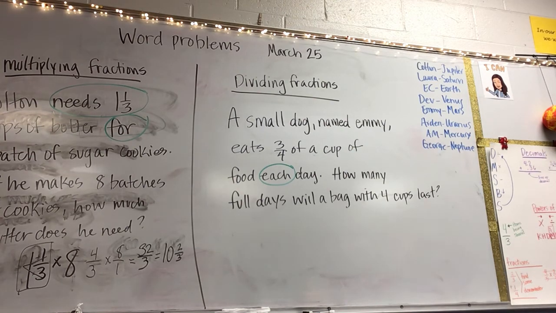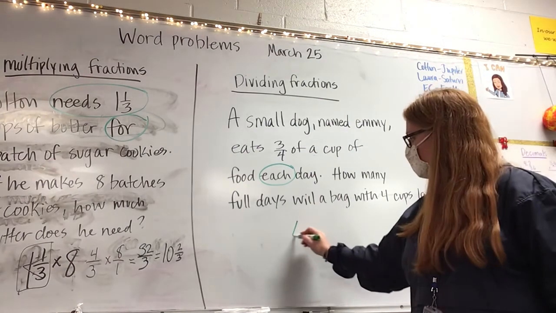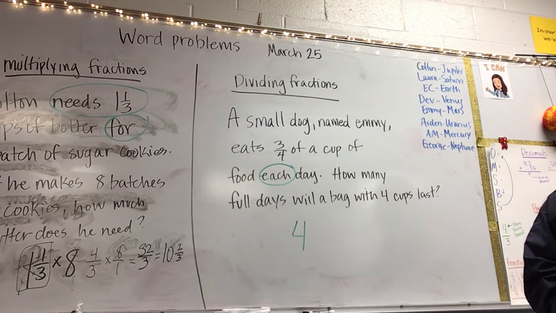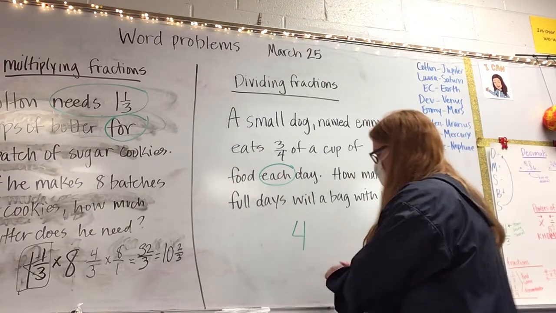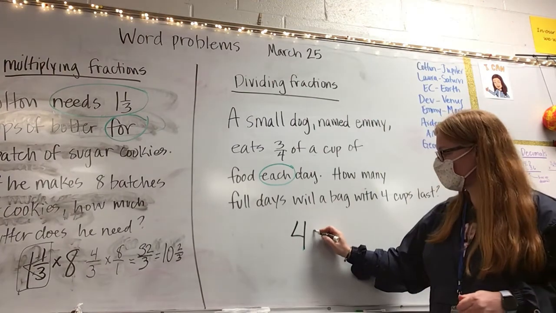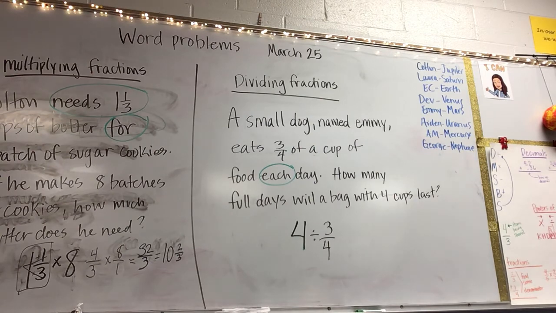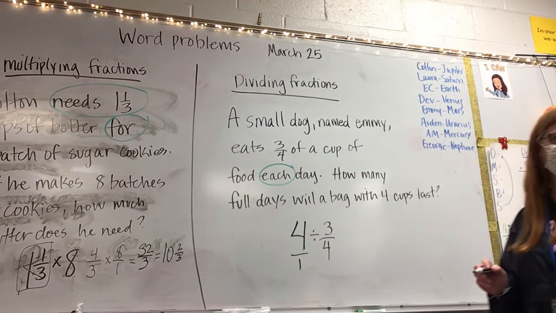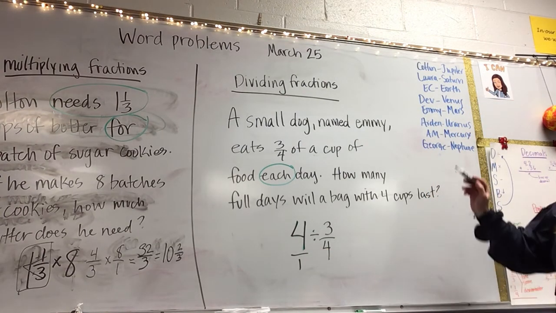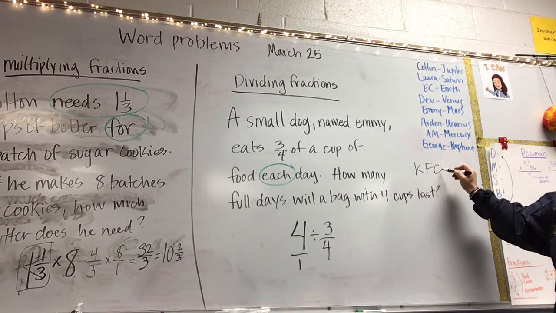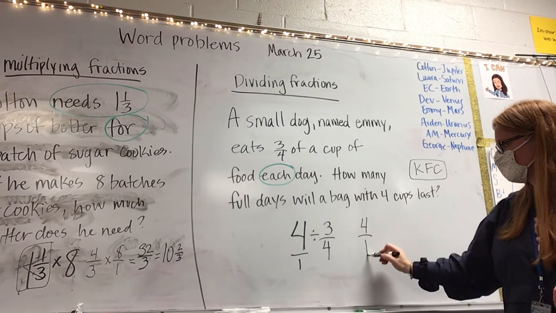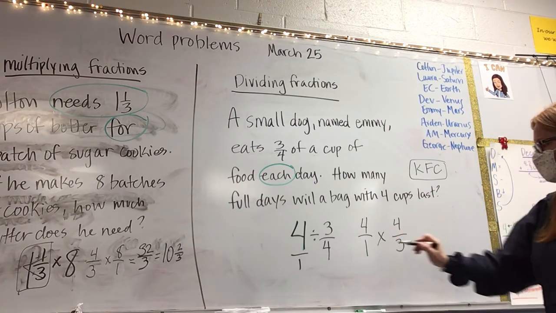Okay, so we have 3/4, and we are trying to figure out how many 3/4 we can get out of 4, right? So you have 4. You are dividing your 4 cups by 3/4. So what do you do to the 4? What's under the 4? A 1. And how do you divide fractions, Aaliyah? KFC. Okay, so keep the first one, flip the second one, and change your sign.